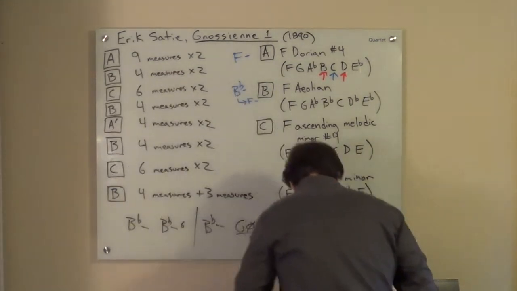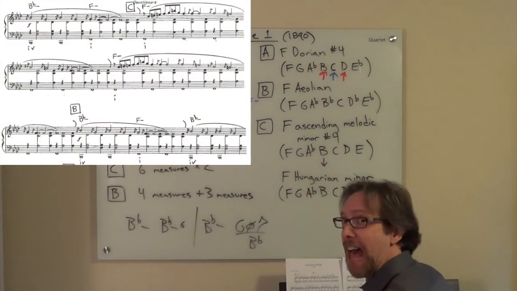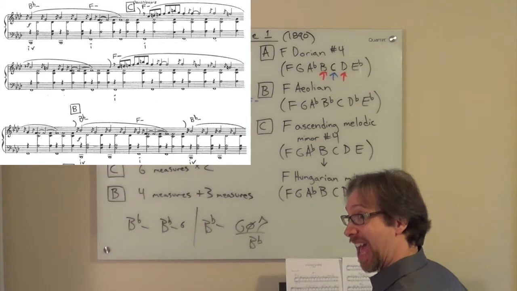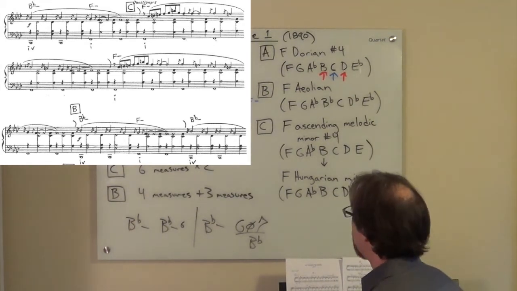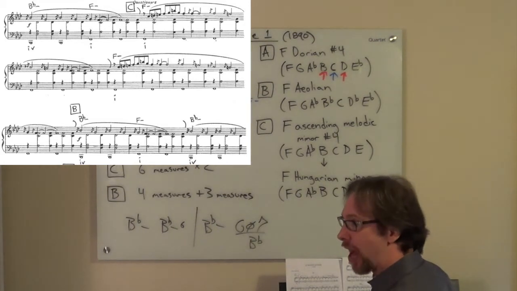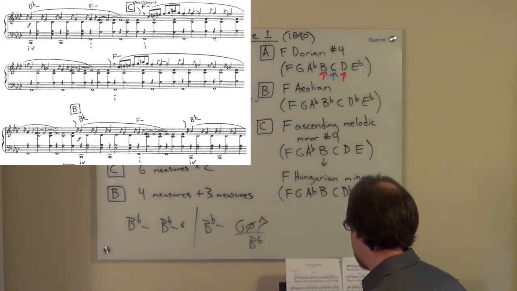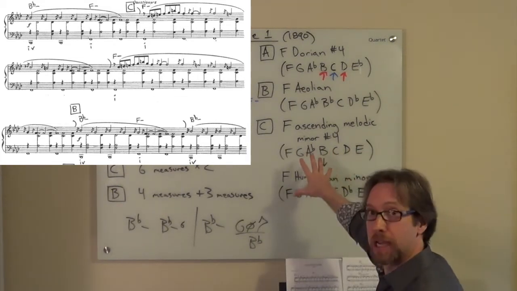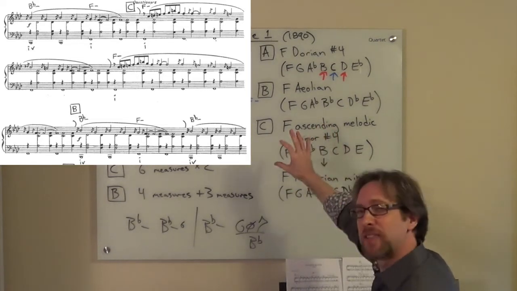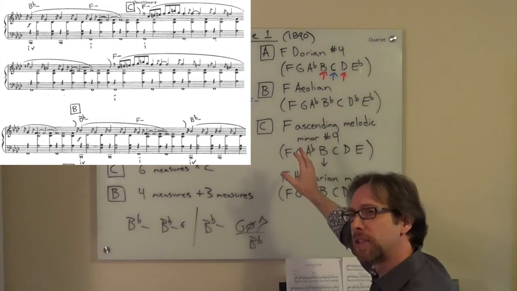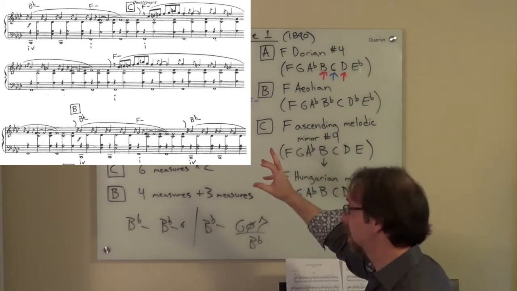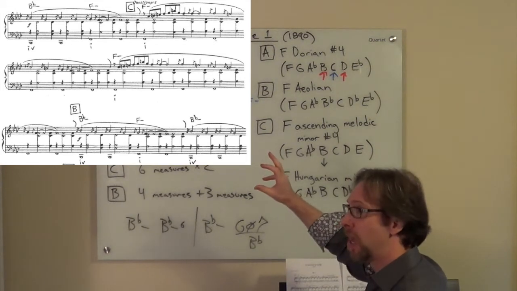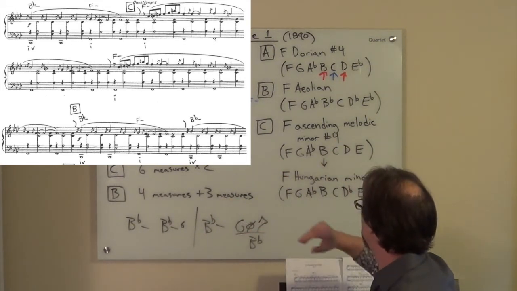So that scale: F, G, A flat, B, C, D, E, F. This still sounds minor because we're using that F minor triad in the accompaniment, and we have this ascending melodic minor scale that is so unique. So he's again taking these modes, scales that are common, and modifying them. He's kind of inventing new ones. He might be borrowing old ones, but he's also changing them.